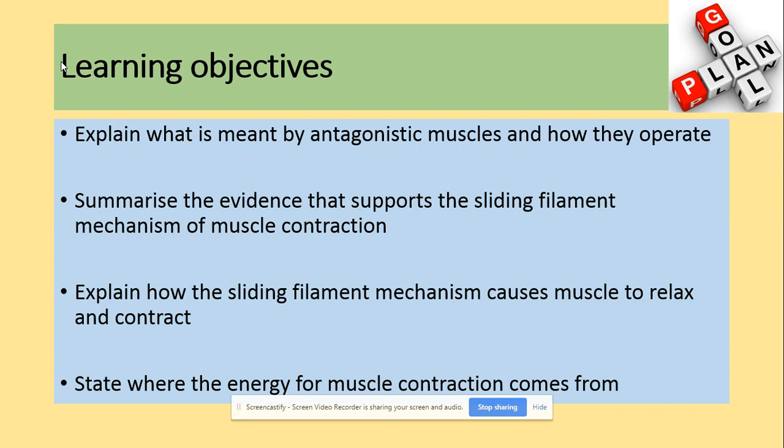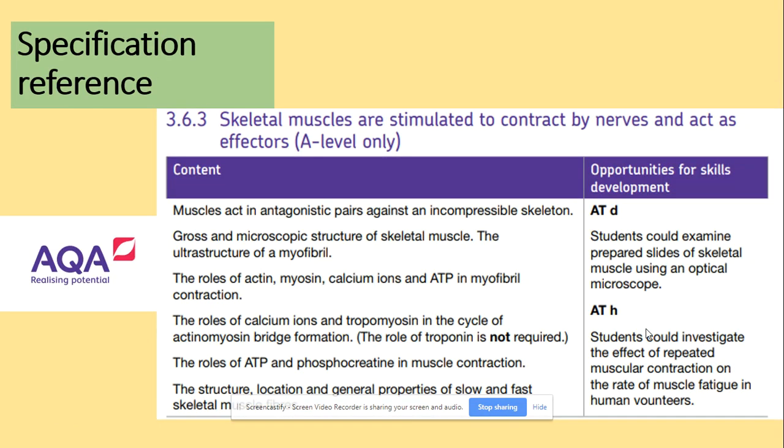You need to be able to explain what is meant by antagonistic muscles and how they operate. We need to summarize the evidence that supports the sliding filament mechanism. We need to explain how the sliding mechanism causes muscle to relax and contract, and state where the energy is coming from. So this is our specification again.